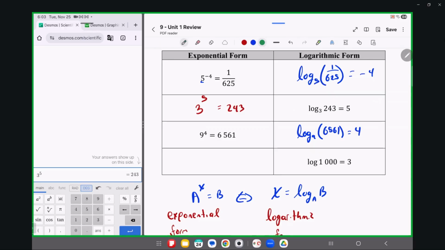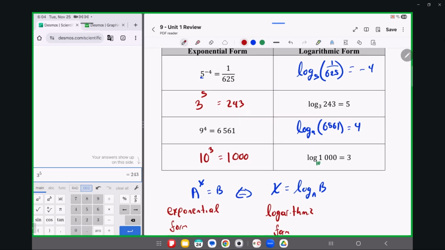Lastly, we have log of 1,000 is equal to 3. Remember, if there's no specified base, you can assume that it's log base 10. So we can write that as 10 to the power of 3 is equal to 1,000. So that's converting between the exponential and logarithmic form.